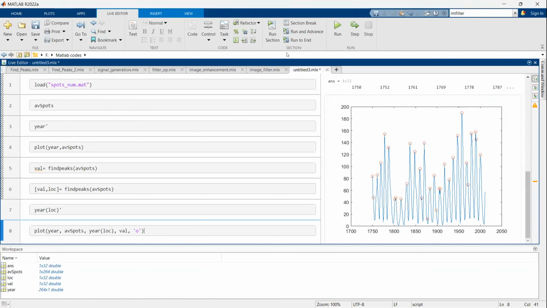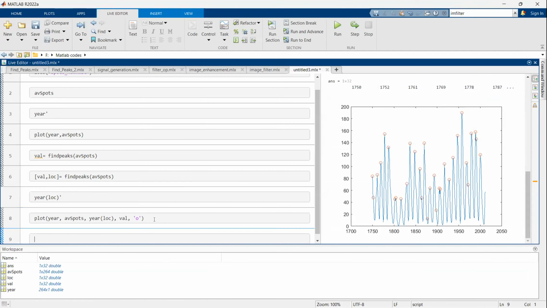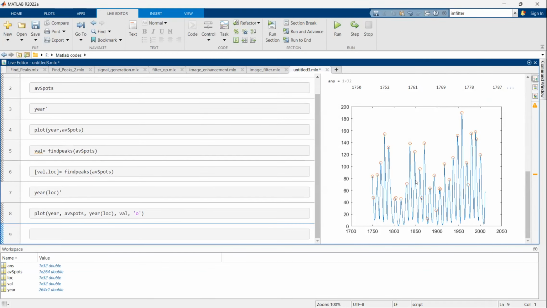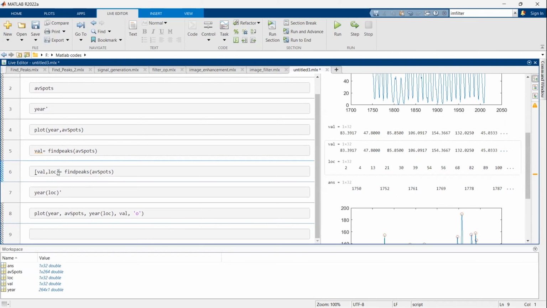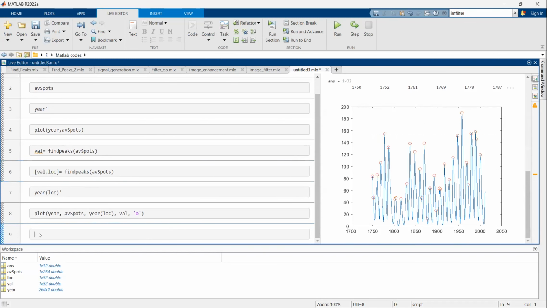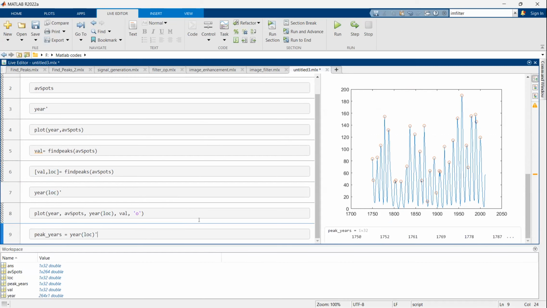Before we go there, from this one we have found the peaks, and they are located here, value and location. So the year of this location, let's define it in a variable called peak years, the year of location. Let's just keep it like this.